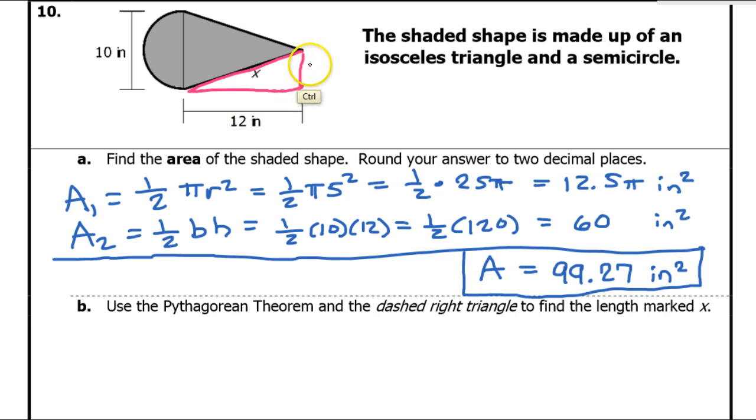This vertical side of the triangle is 5, because the whole thing is 10, so this is going to be halfway, which is 5. And so I can do the Pythagorean Theorem. x is going to equal the square root of 12 squared plus 5 squared. That's horrible, my 5s are so bad.